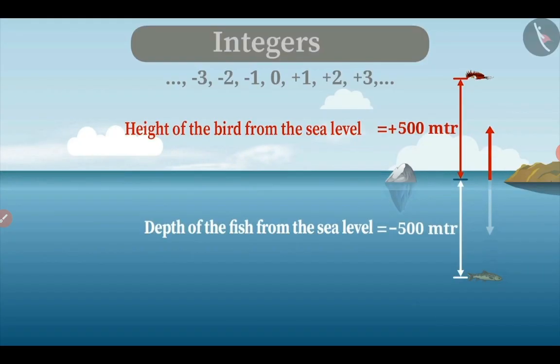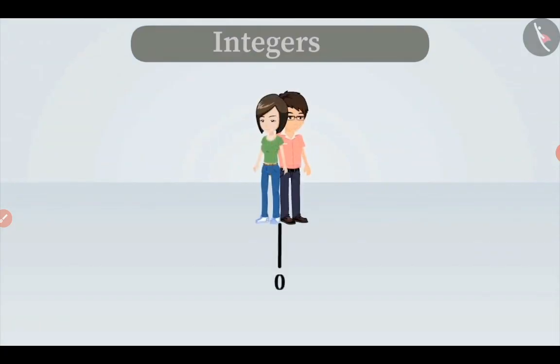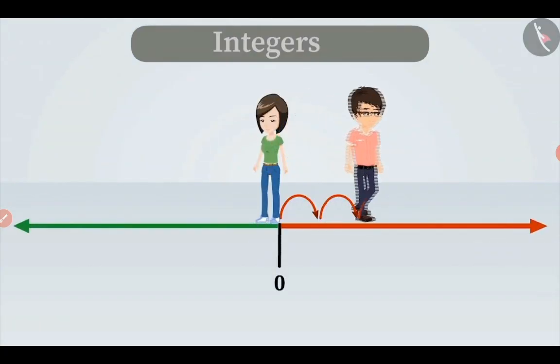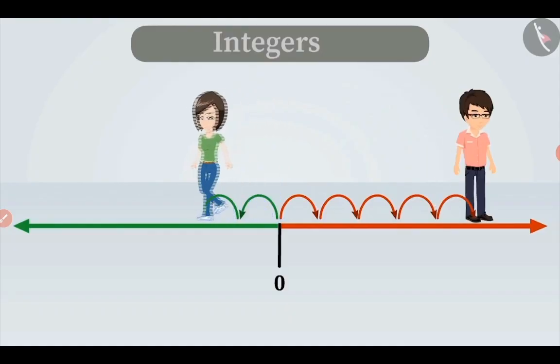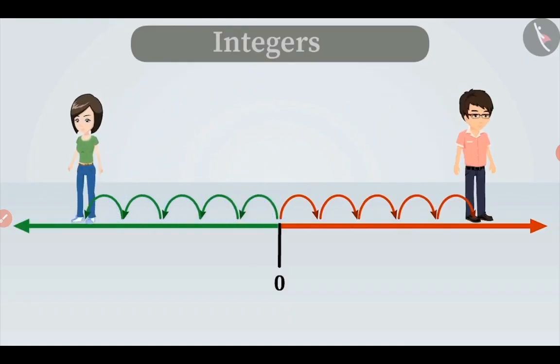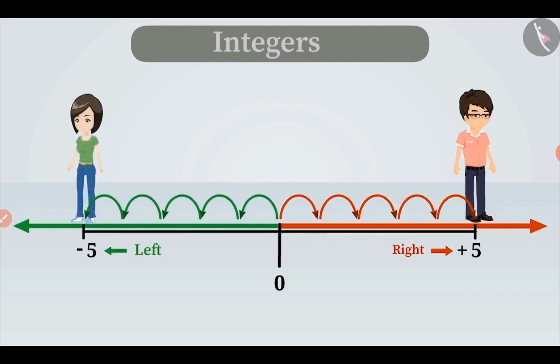Now let's consider some more examples of integers to understand it much better. Let's suppose Rahul and Ruchika start walking in opposite directions from a point, say 0. Rahul walks 5 steps towards the right from 0 and Ruchika walks 5 steps towards the left. How would you represent their distance from the initial point 0? Think about it. You are right. The steps towards the right are shown by a positive sign, and those towards the left are shown with a negative sign. Therefore, Rahul has taken 5 steps and Ruchika has taken -5 steps.